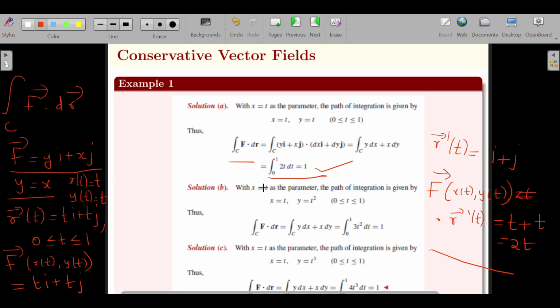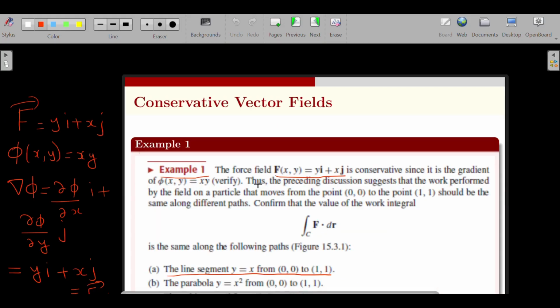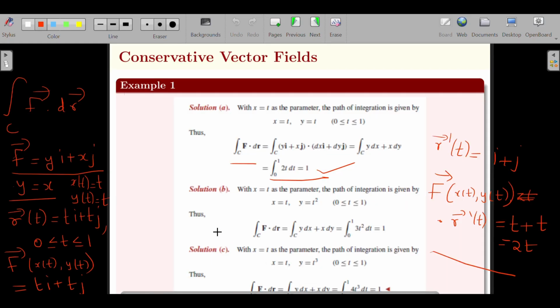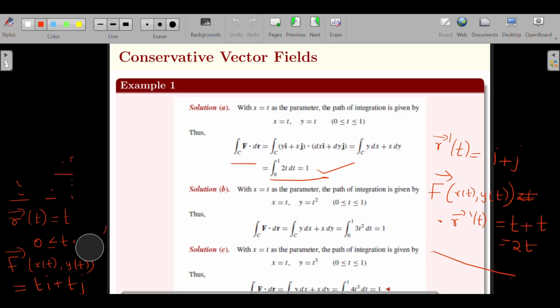Now as a next curve, we are going to consider the parabola y equal to x square, the parabola y equal to x square from (0,0) to (1,1). So the points are the same. Since the curve that we are considering is the parabola, we have to just change the parametric equation of the curve. So what is the parametric equation of a parabola y equal to x square?